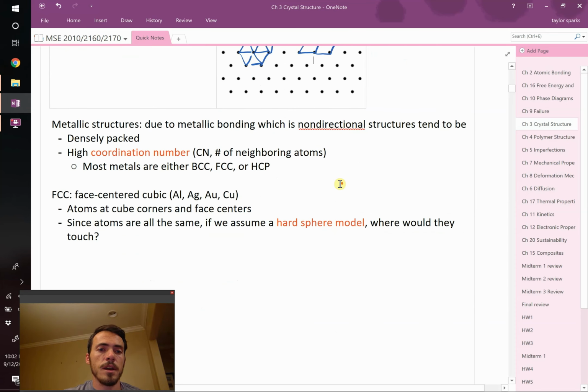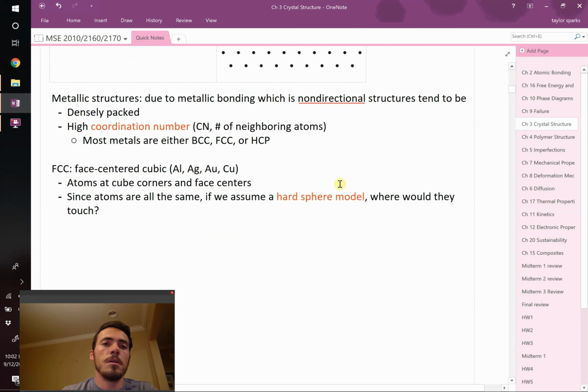All right, let's dive into the metallic structures. Metallic structures, remember one thing about metallic bonding is it's not directional bonding, right? These atoms just want to share with all the metals around them. They share their electrons in the so-called sea of electrons. So because it's non-directional bonding, you get non-directional structures.